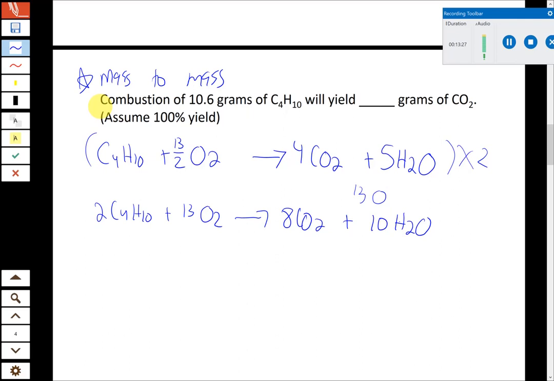But let's go ahead and start it then. So what we're looking for is grams of CO2, so that's what we want to write out, and we're going to basically do conversions until we get there. In this case, we're starting with 10.6 grams of C4H10.